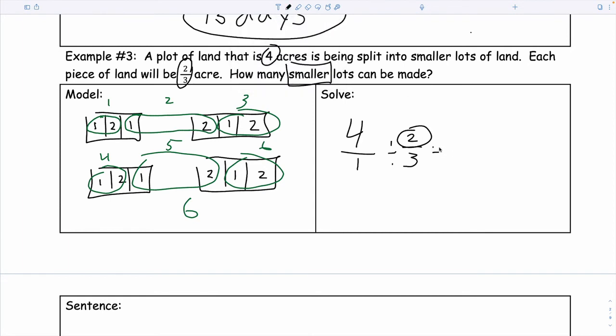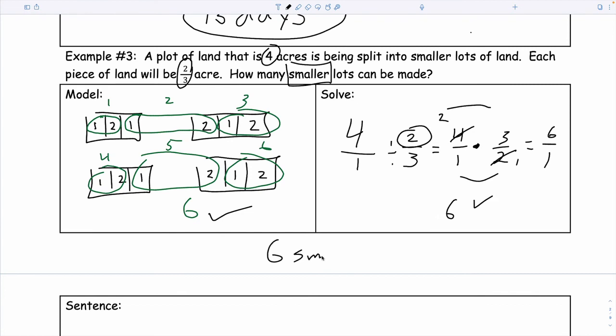If that confuses you, go ahead and do it with arithmetic. Keep, flip, change. Keep the first number, flip the second number. 3/2, and change to multiplication. Cross cancel, 2 goes into 2 once, 4 2 times, and multiply across. 2 times 3 is 6, 1 times 1 is 1. You get the same thing. 6 smaller lots.